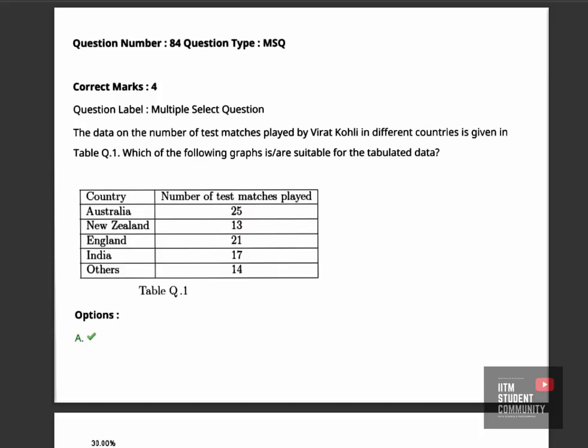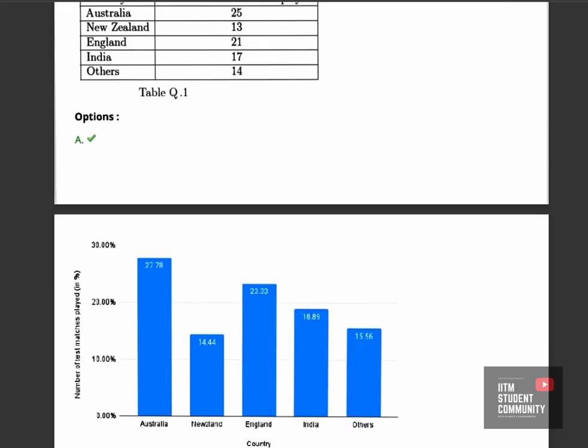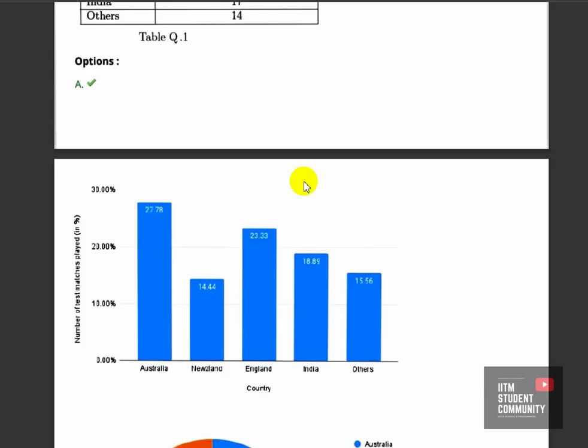Now if we calculate, the percentage that exactly matches is with option number A, that is Australia turns out to be 27.78, New Zealand turns out to be 14.44, England is 23.33, India is 18.89 and others are 15.56. So option number A is correct.